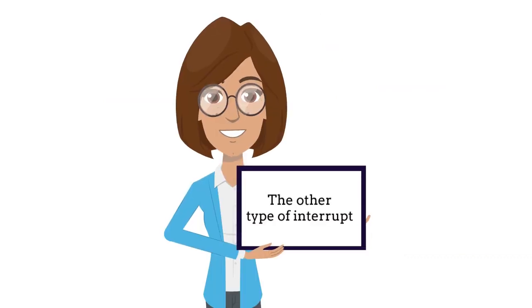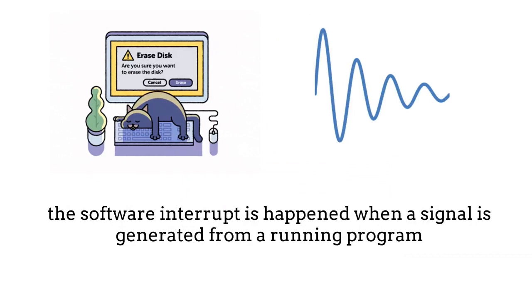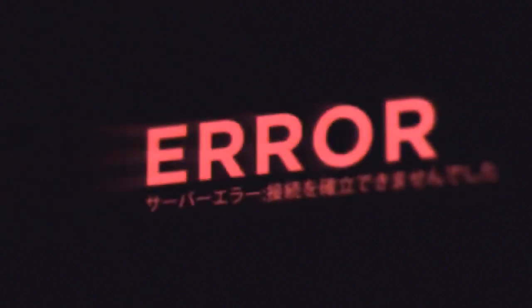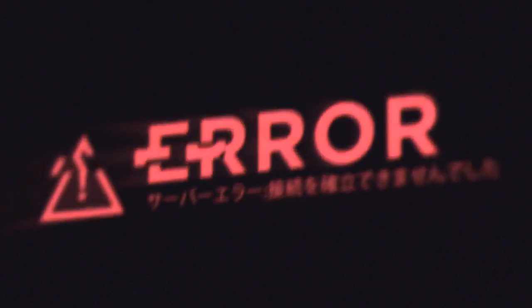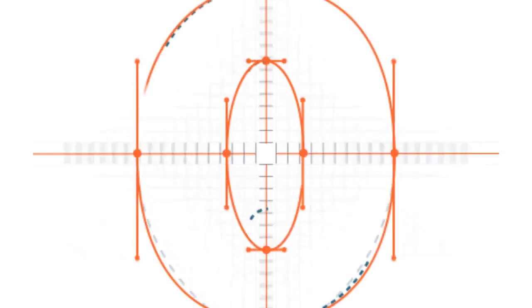As for the other type of interrupts, a software interrupt happens when a signal is generated from a running program. This signal is also sent to the processor. This signal is generated due to an error that occurs while running software, also known as exceptions or traps. For example, dividing by zero or an infinite loop.